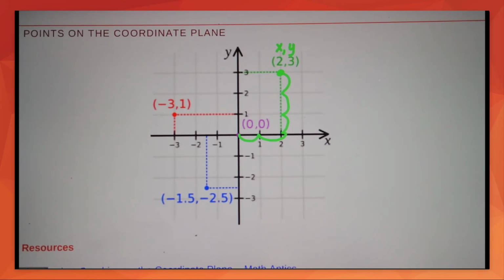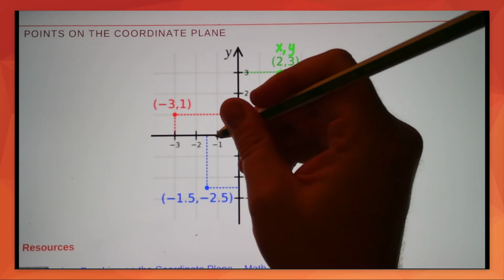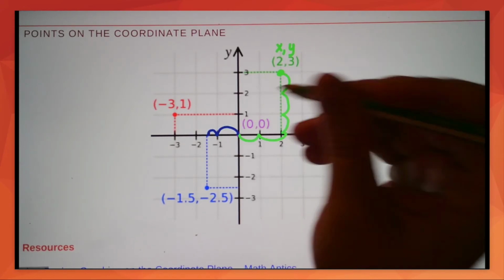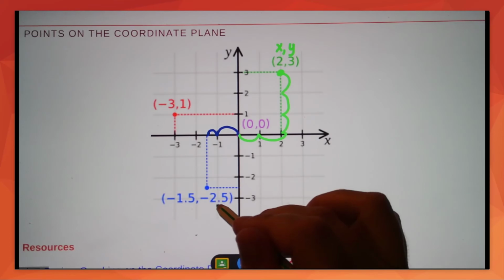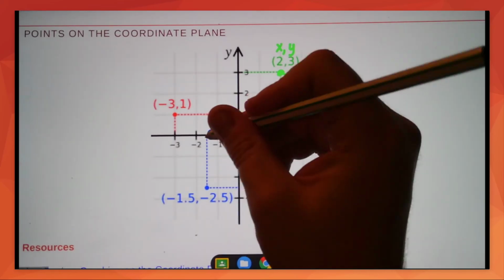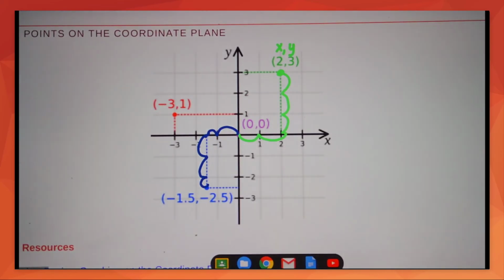Okay. You also have this blue one, and they threw something else at you in here, and it's fine. They put decimals, right? So it's -1.5 and -2.5. They're both negative. So you're going to go to the negative 1.5, and then you're going to go down, because it's negative 2.5, 1, 2.5. And that's the point that you're at down here. So that's just an example of how some of these points got graphed.